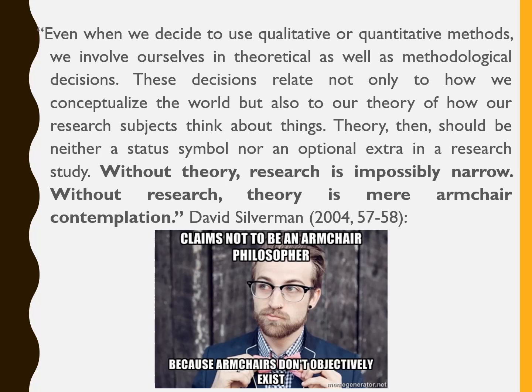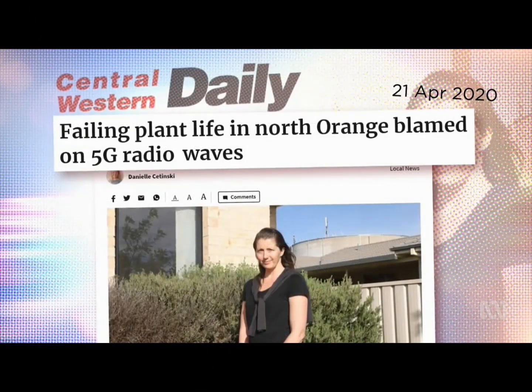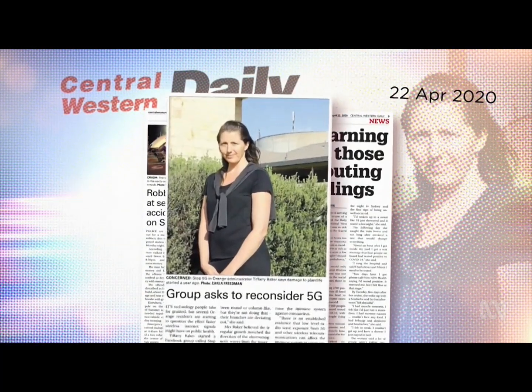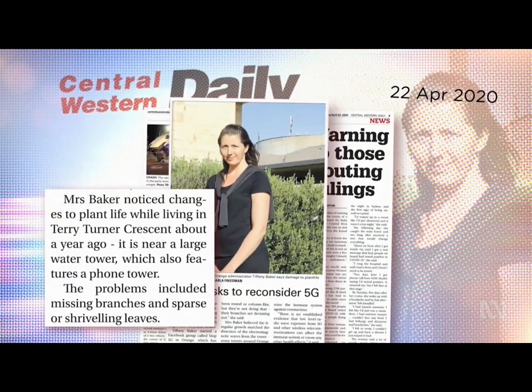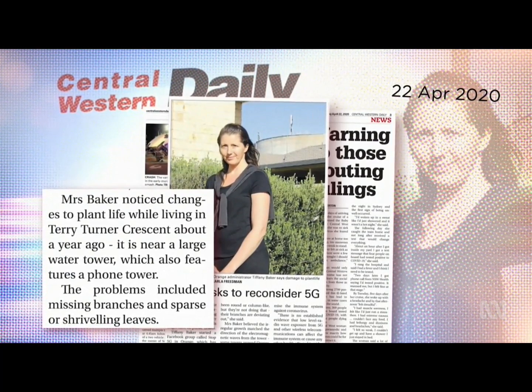And here's a contemporary example of some armchair, or rather plant-side, contemplation. Life in North Orange blamed on 5G radio waves. Yes, forget coronavirus. 5G is now responsible for impeding the growth of trees. One local resident started a Facebook group called Stop 5G in Orange, and that's all the hook the local paper needed to report. Mrs. Baker noticed changes to plant life while living in Terry Turner Crescent about a year ago.